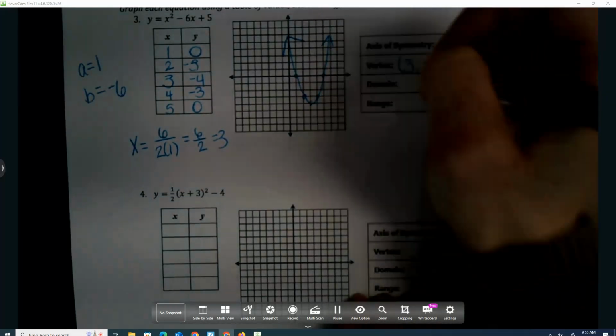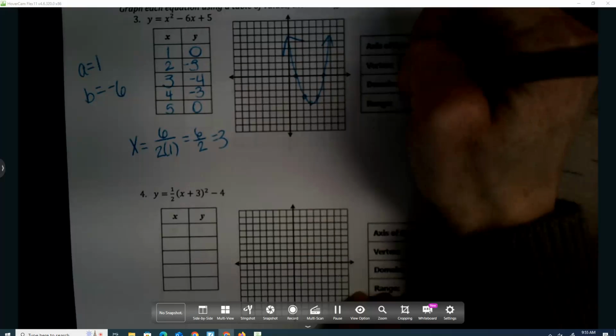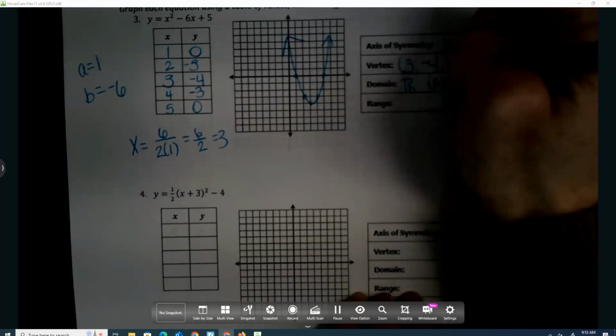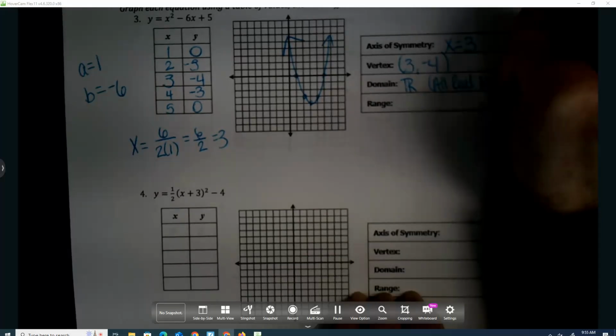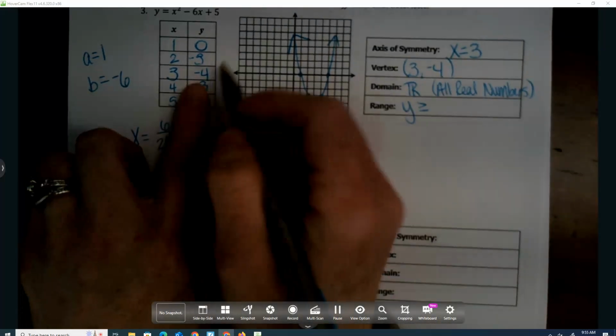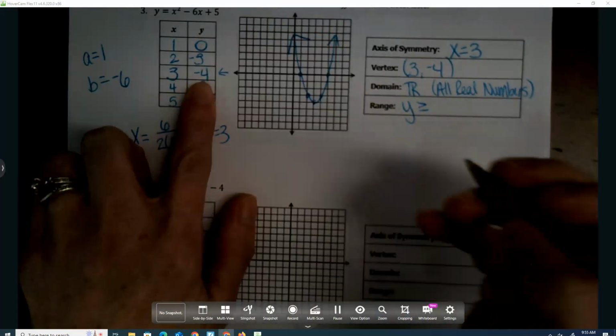The domain is always all real numbers, so you can make the symbol or you can just write it out. The range, since it opened up, is y greater than or equal to the y value of your vertex, so negative 4.